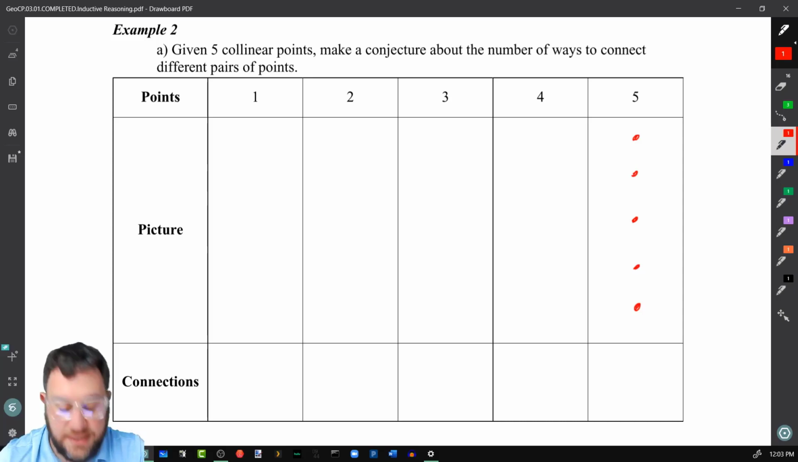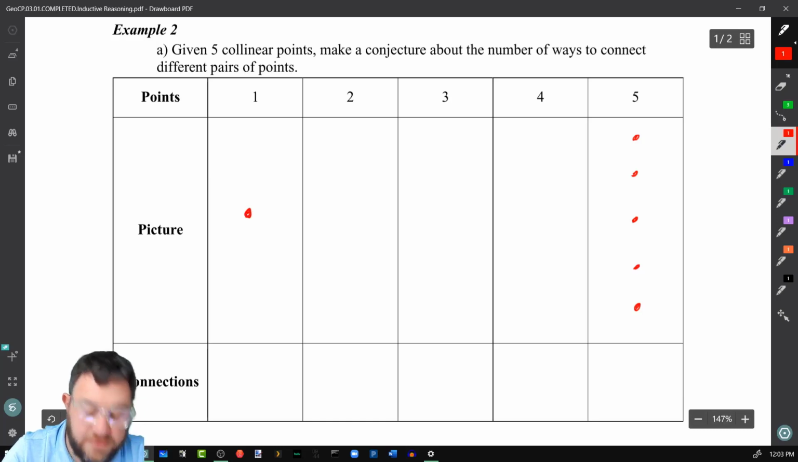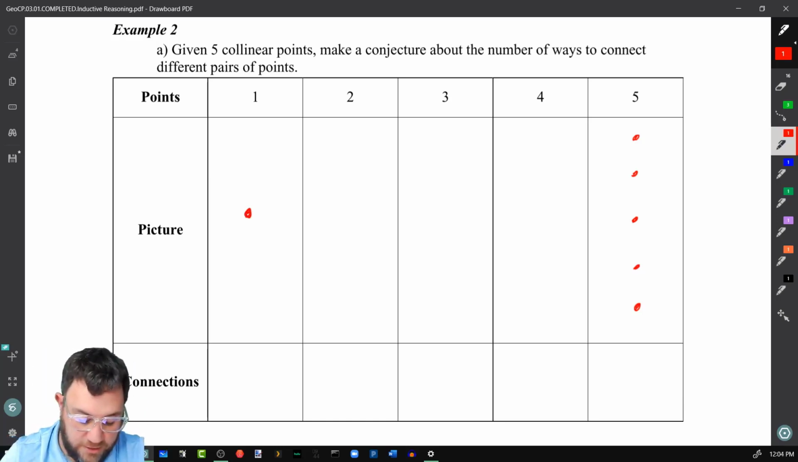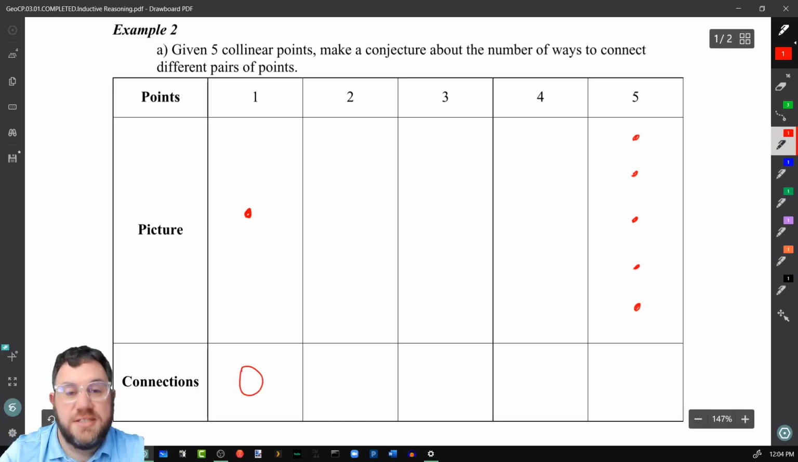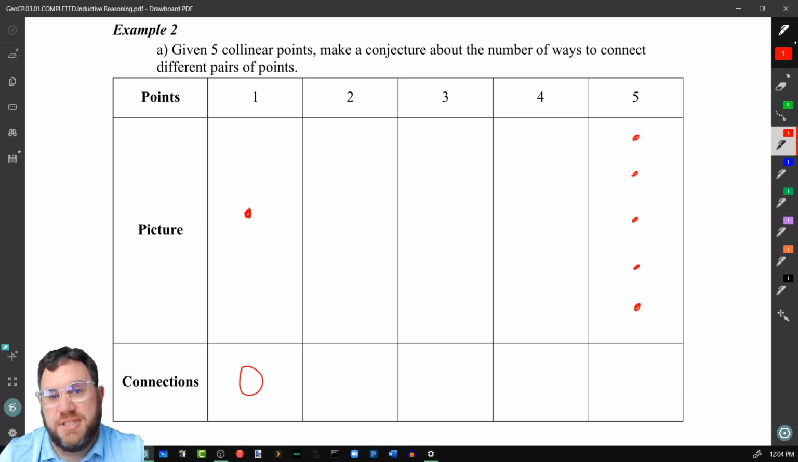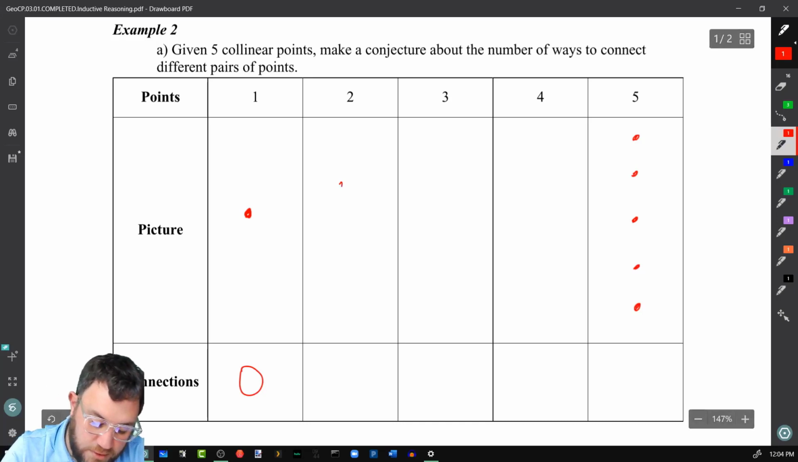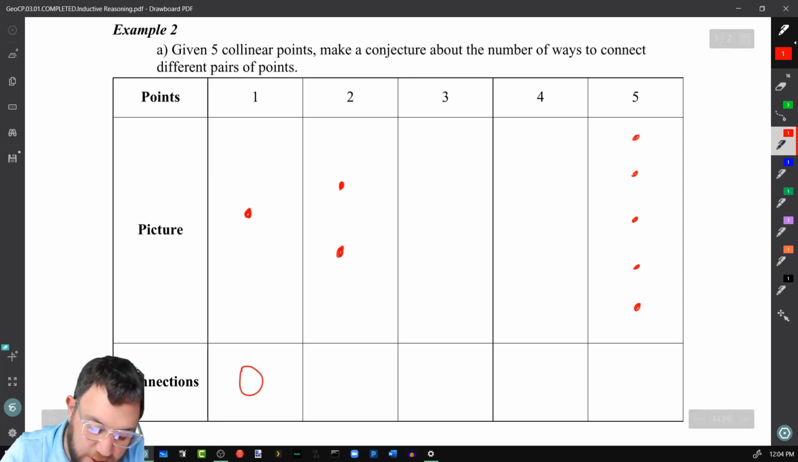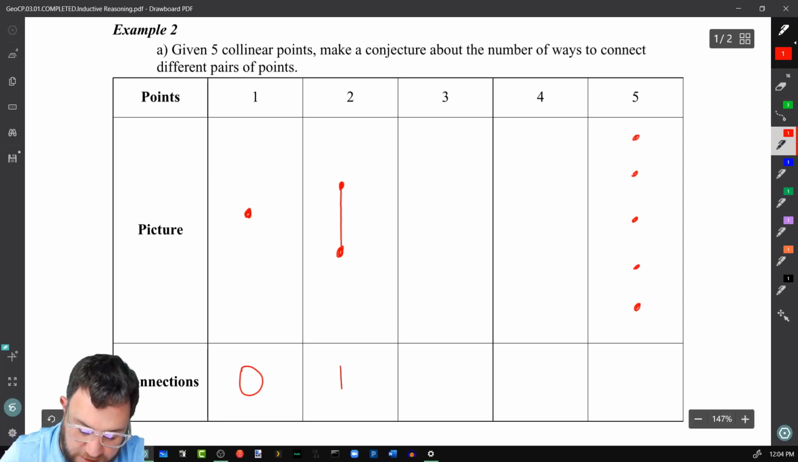Now, we could go through and figure that out, and we will at the end, but let's see if we can make a guess by looking at how many we could make with 1 through 4, because those are a little easier. If we have 1 point, first of all, it can't be collinear because you need 3 points to be collinear. But there are 0 connections, 0 line segments that could be made. If we have 2 points, still really not collinear because you can draw a line through any 2 points. But we could draw 1 line segment there.